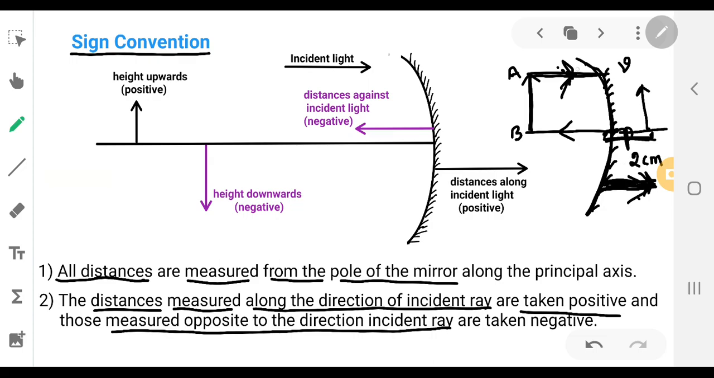For this picture I am referring to right or left. For different lens and mirrors, maybe if you place the concave mirror like this, and if the object is here, then the incident ray will be towards the left. Just for this example I am taking the right side. So in this case, when the image is formed behind the mirror, the direction of the measurement is in the direction of the incident ray. Then this image distance can be taken as positive, plus 2.